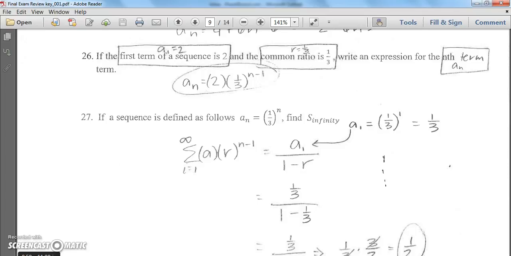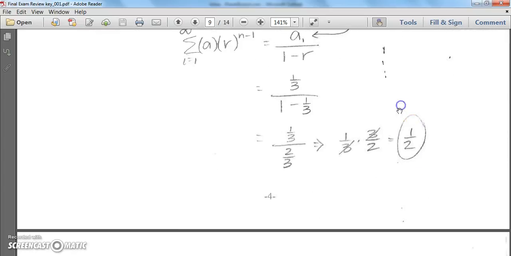All right, 27. A sequence is defined as follows. Find s sub infinity. All right, well, that means my r is 1/3. My first term, how do I find that? They don't give it here. Put in 1 for n, because that's your first term. Gives me 1/3. You put it into my s infinity formula, which I have, again, on the formula sheet. 1/3 over 1 minus 1/3. And do your math from there. You get 1/2.